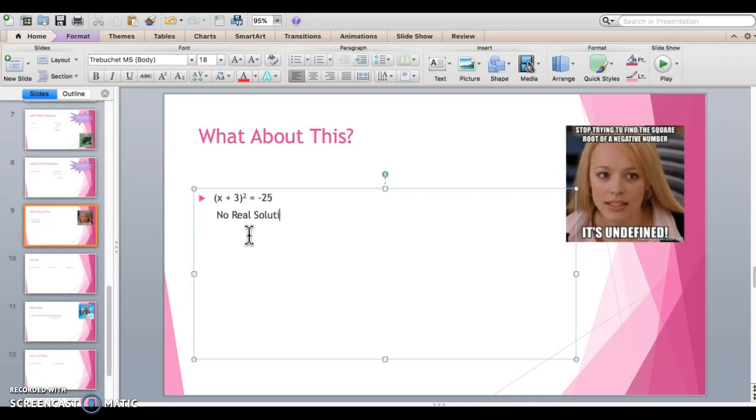So in other words, one thing that we have to make sure we realize is when we go to take the square root, which is what we said we have to do first in this one because that square root is the furthest away, we cannot take the square root of a negative, which is what we have over here. So no real solution.